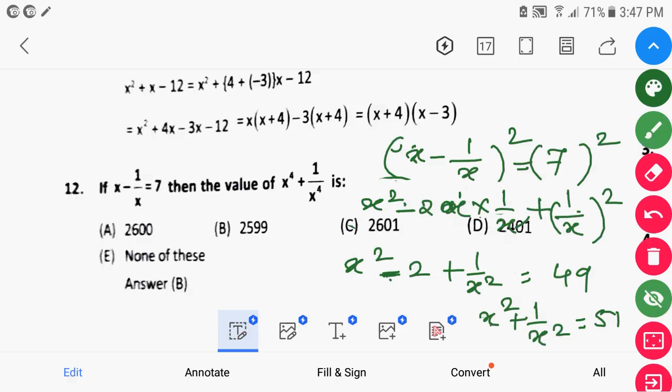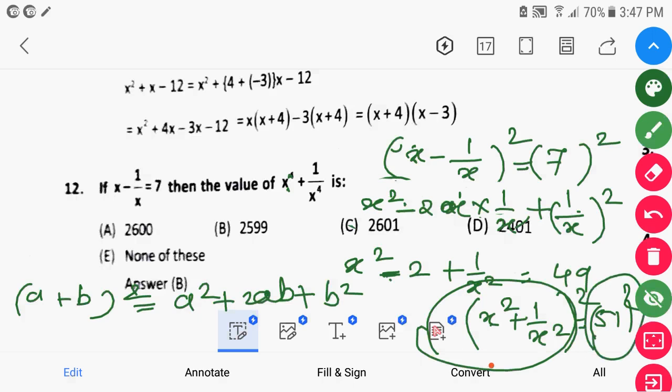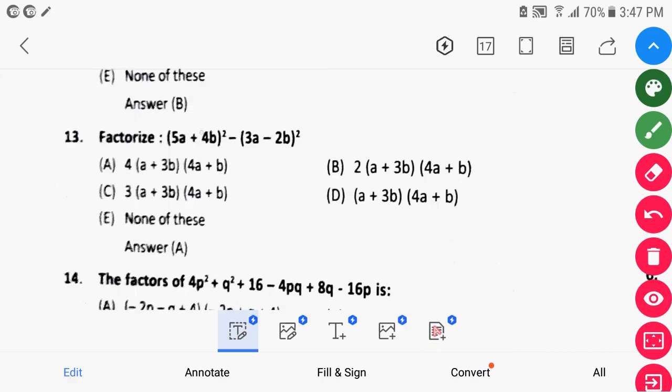Now we get the value in terms of x square. We have to find the value for x raised to 4. So again we do the square of this whole equation and we do the square of this 51 also. And using the same formula, a plus b bracket square is equal to a square plus 2ab plus b square, we will simplify this equation, find the square of this 51 and simplify to get your answer as 2599. Okay. Now the next one.